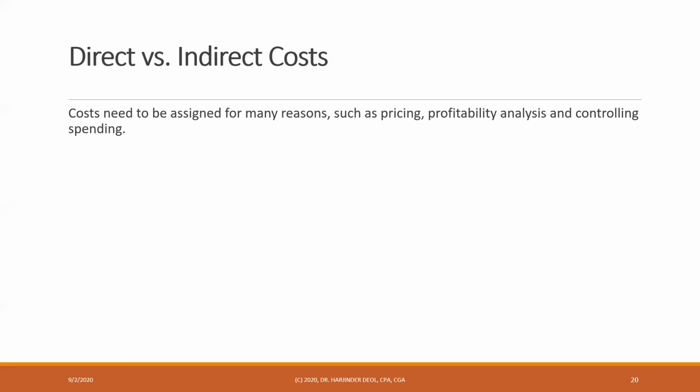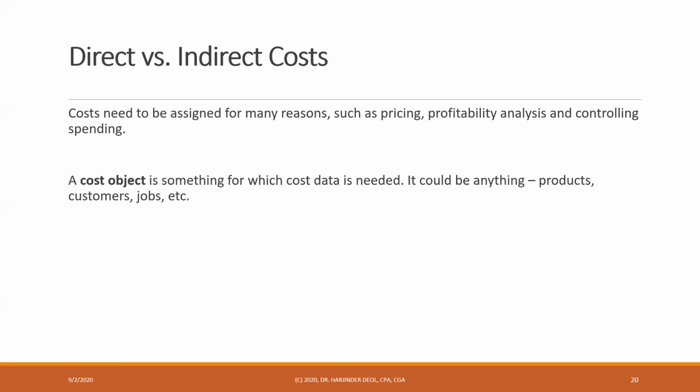So in order to do that, we have to first of all define a cost object. A cost object is basically something for which data pertaining to costs are needed. It could be a product, it could be customers, it could be the job. So we'd be looking at job order costing in chapter 5 later on. Depending on what it is that we are analyzing, and the level of analysis as well, a cost could be an indirect cost or a direct cost.